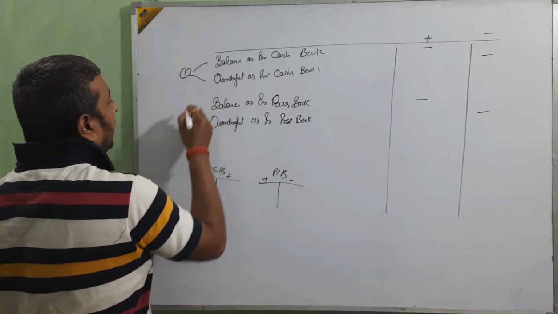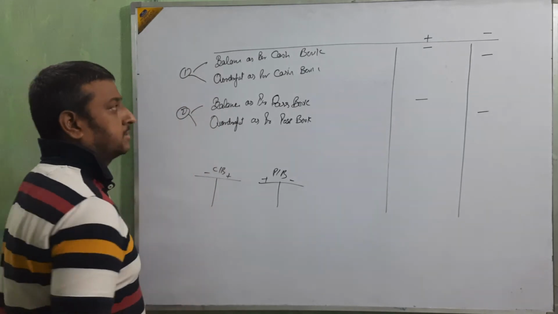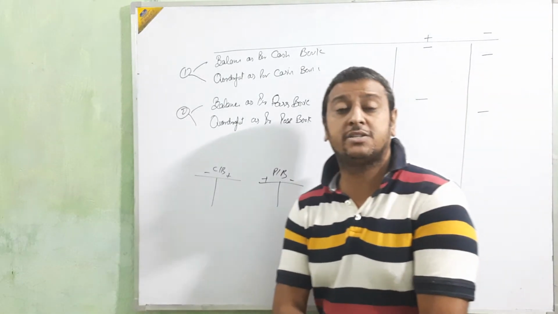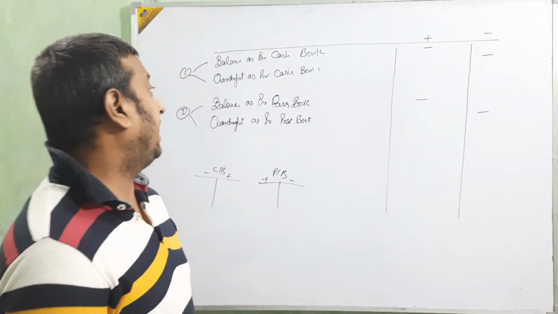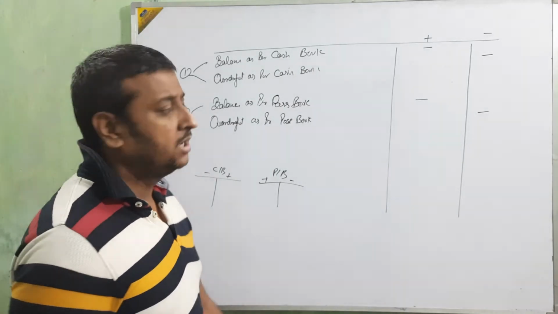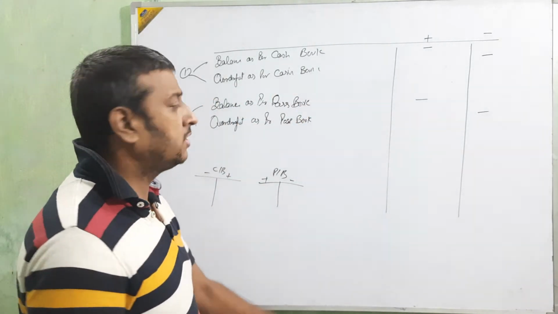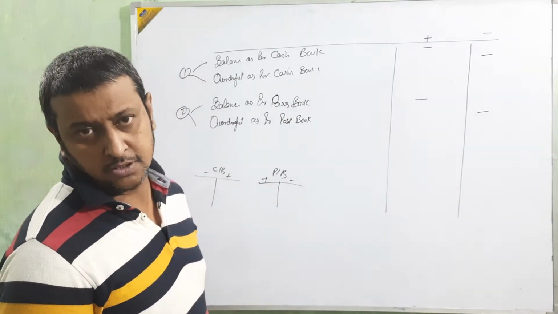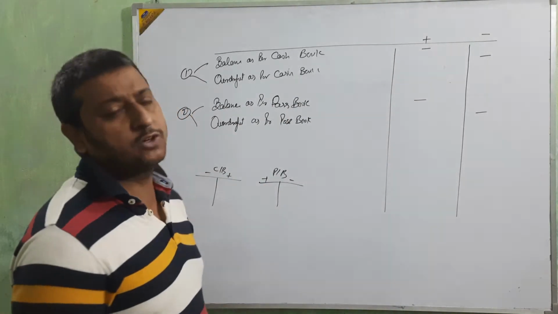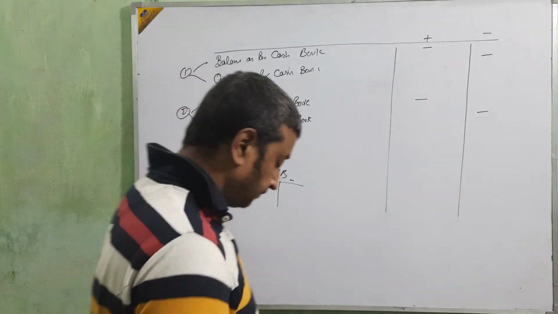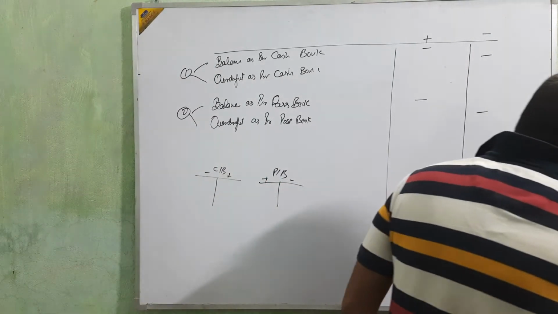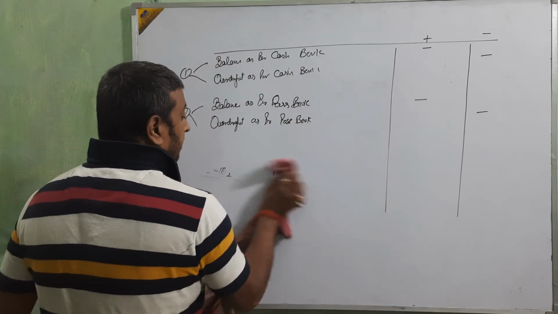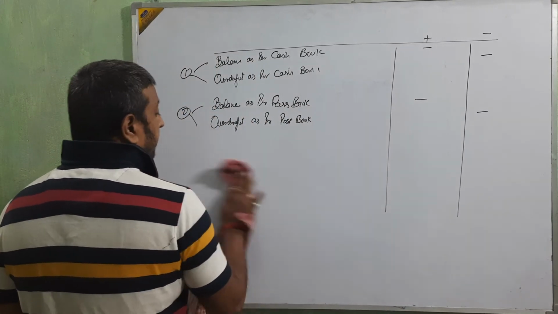First method has two parts, second method has two parts. Using these balances we are going to start solving the questions: balance as per cash book, overdraft as per cash book, balance as per passbook, and then overdraft as per passbook. Okay, in this way we are going to start the questions. Now, the plus or minus for those six reasons that we are talking about.